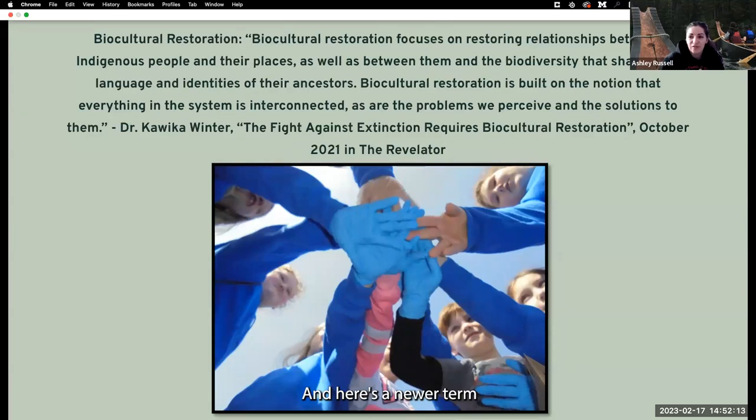And here's a newer term from Dr. Kavika Winter, who couldn't be here today, he's the director of the Estuarine Research Reserve in Hawaii. Biocultural restoration, which focuses on restoring relationships between Indigenous people and their places, as well as between them and the biodiversity that shaped the language and identities of their ancestors. Biocultural restoration is built on the notion that everything in the system is interconnected, as are the problems we perceive and the solutions to them. And pictured here, a bunch of our spring break camp youth doing a beach cleanup.